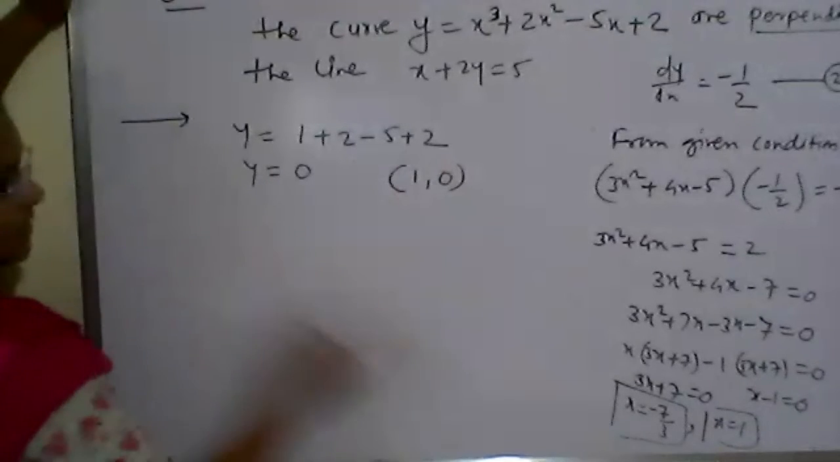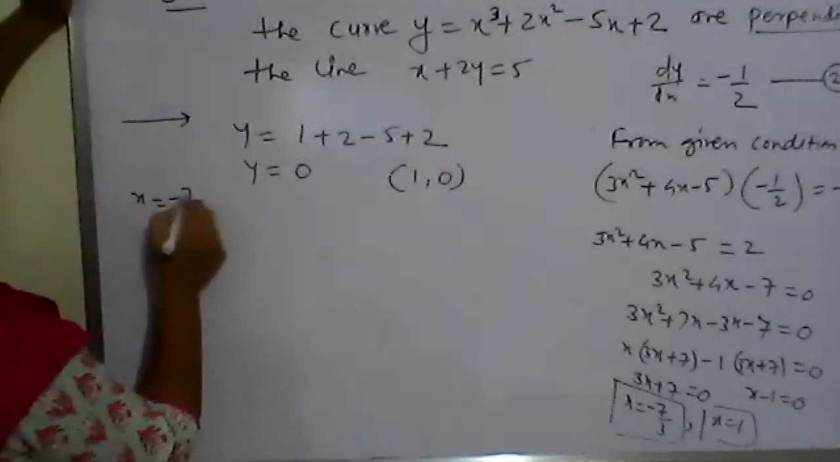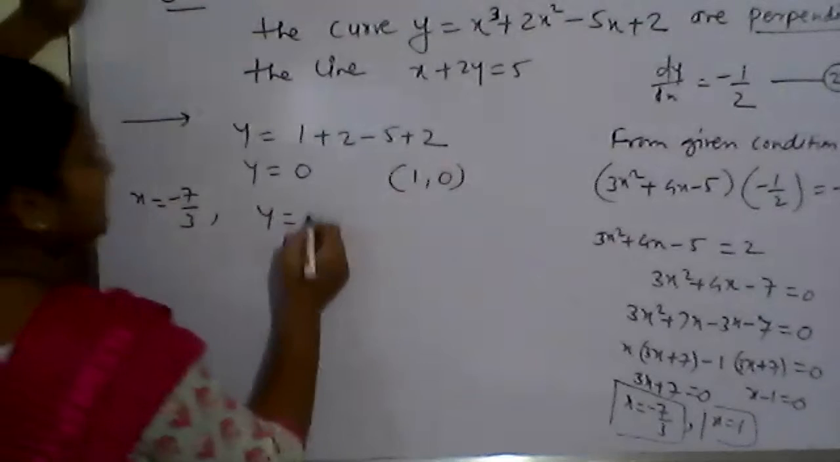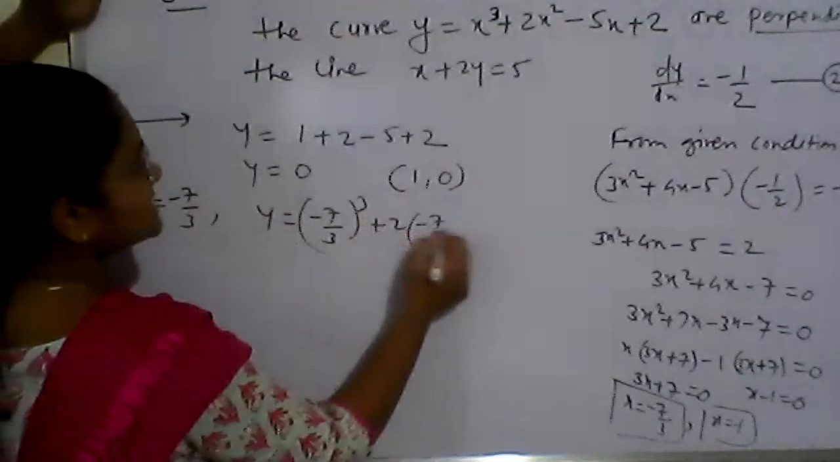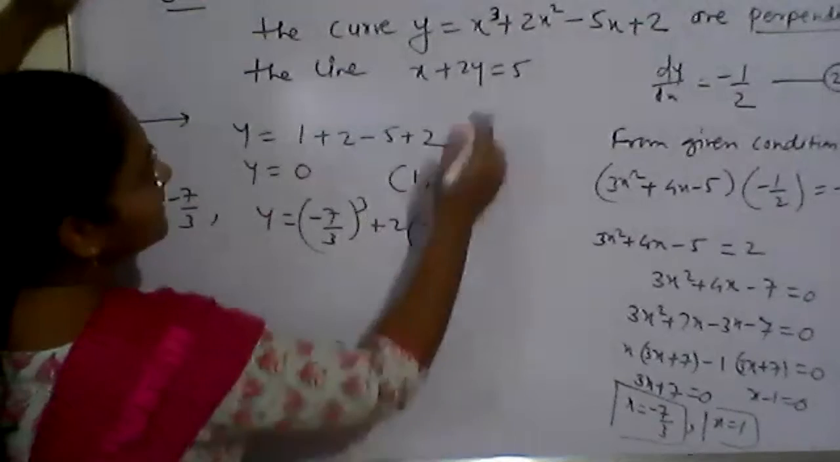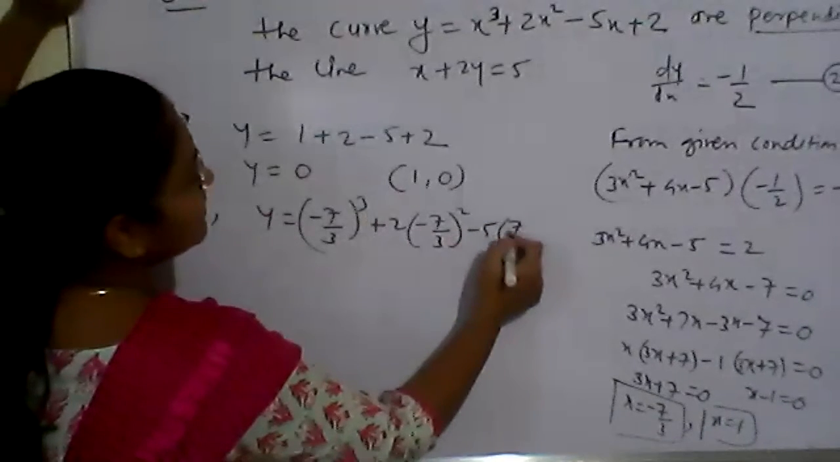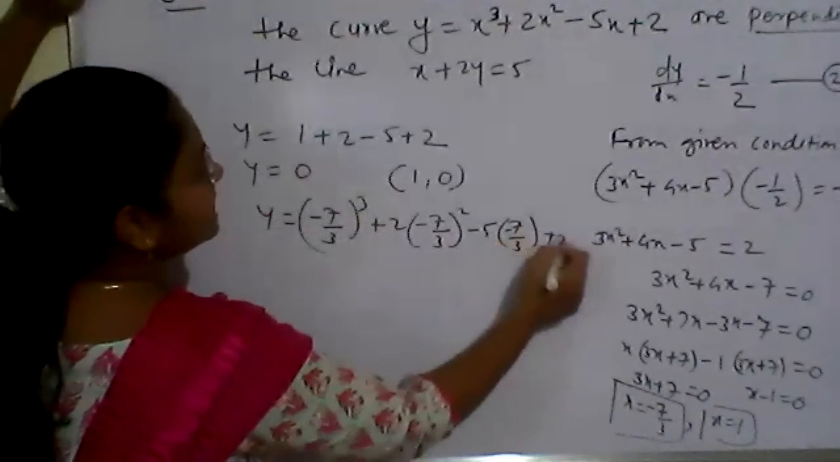Now for x equals minus 7 by 3, y will be what? Minus 7 by 3 its cube plus 2 into minus 7 by 3 square minus 5 into minus 7 by 3 plus 2.